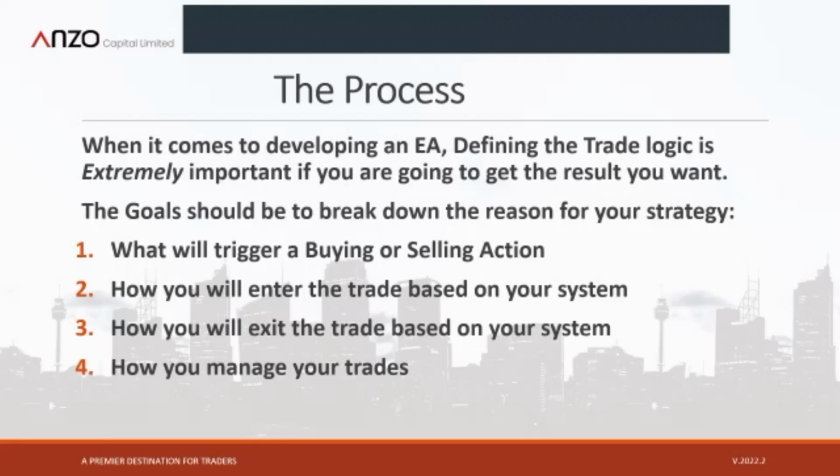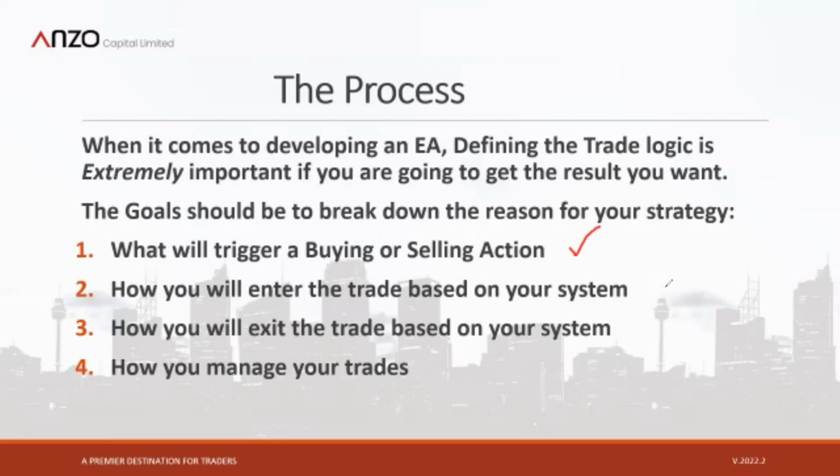The goal should be that you need to break down the reason for your strategy, right? Before you even start building the robots, you need to have a strategy, and then you need to be able to break down the reason for the strategy in such simple terms that you can then implement it, right? Now, one of the key things you want to figure out is, okay, what would trigger my buying decisions? Hence, confirmation. What you refer to as confirmation is, what would trigger my buying or selling decisions?